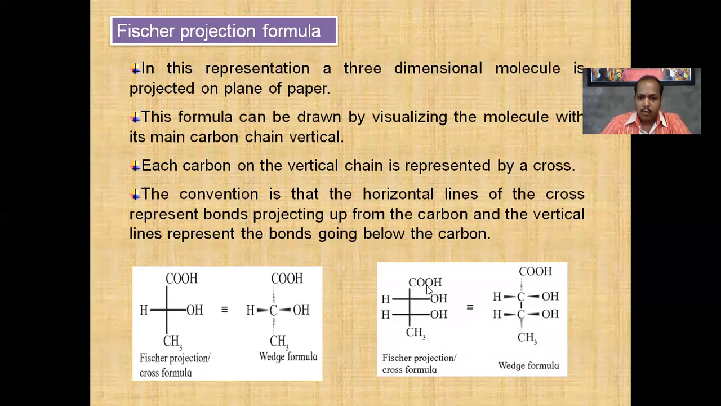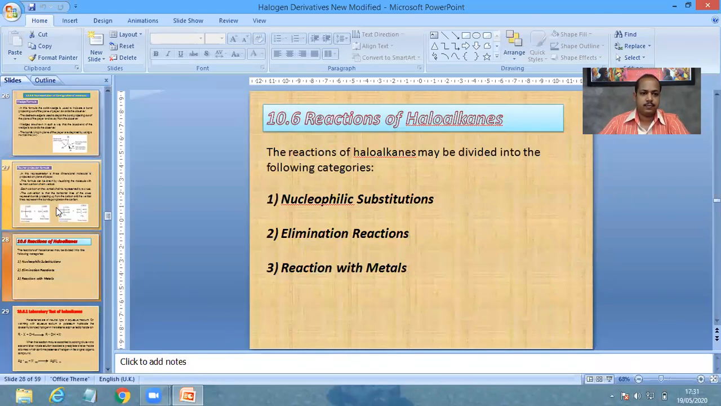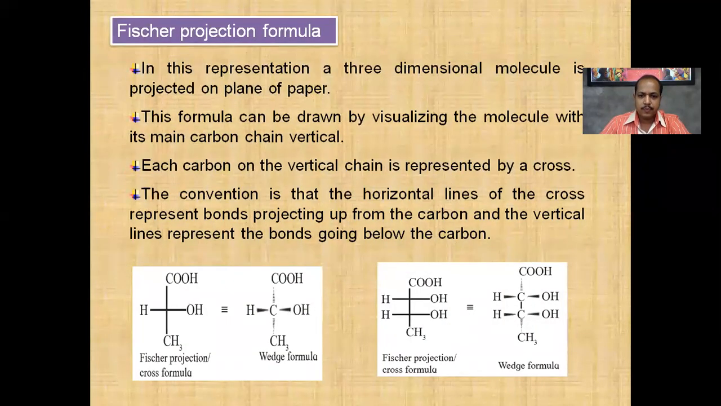Here this COOH, here one carbon is present, here one carbon is present, and this is CH3. Means this is the chain of 4 carbon atoms. The horizontal line on which this H and OH are present, they show that they are projecting up from the carbon, and this vertical line, that is COOH and CH3, they show that their bonds are going below the carbon.